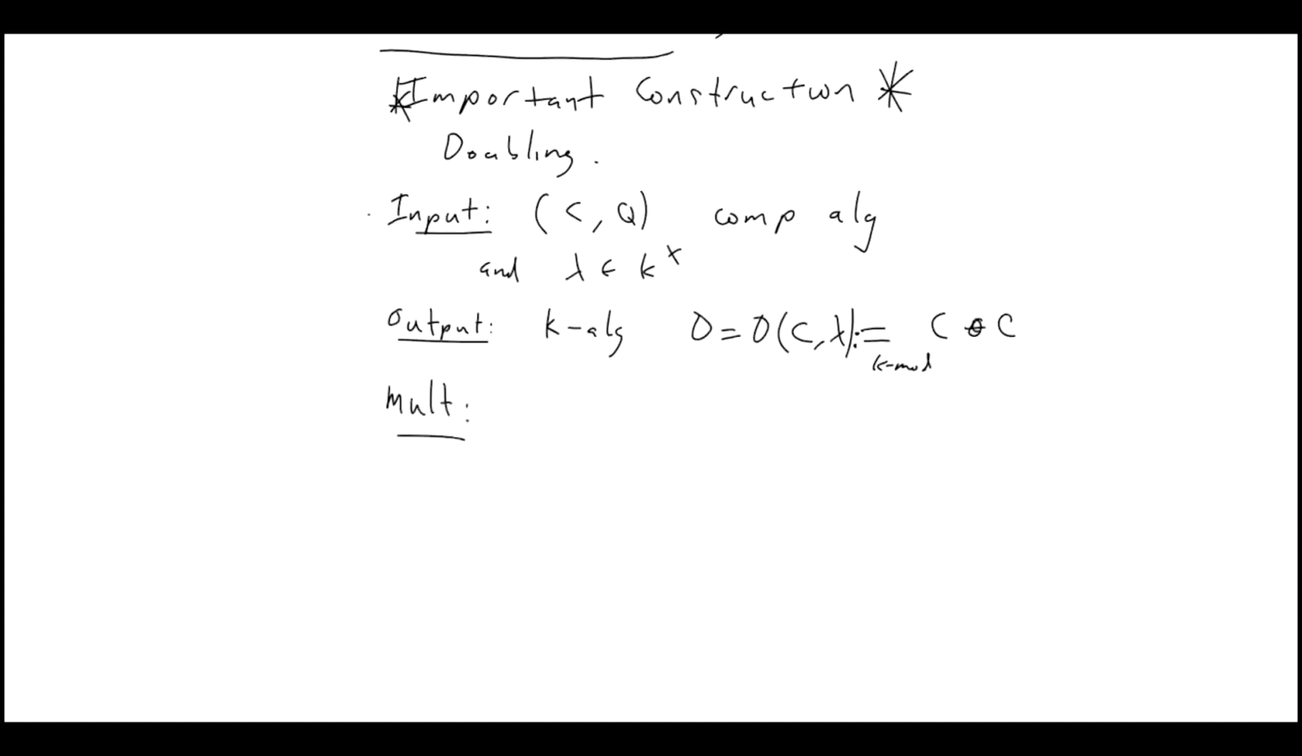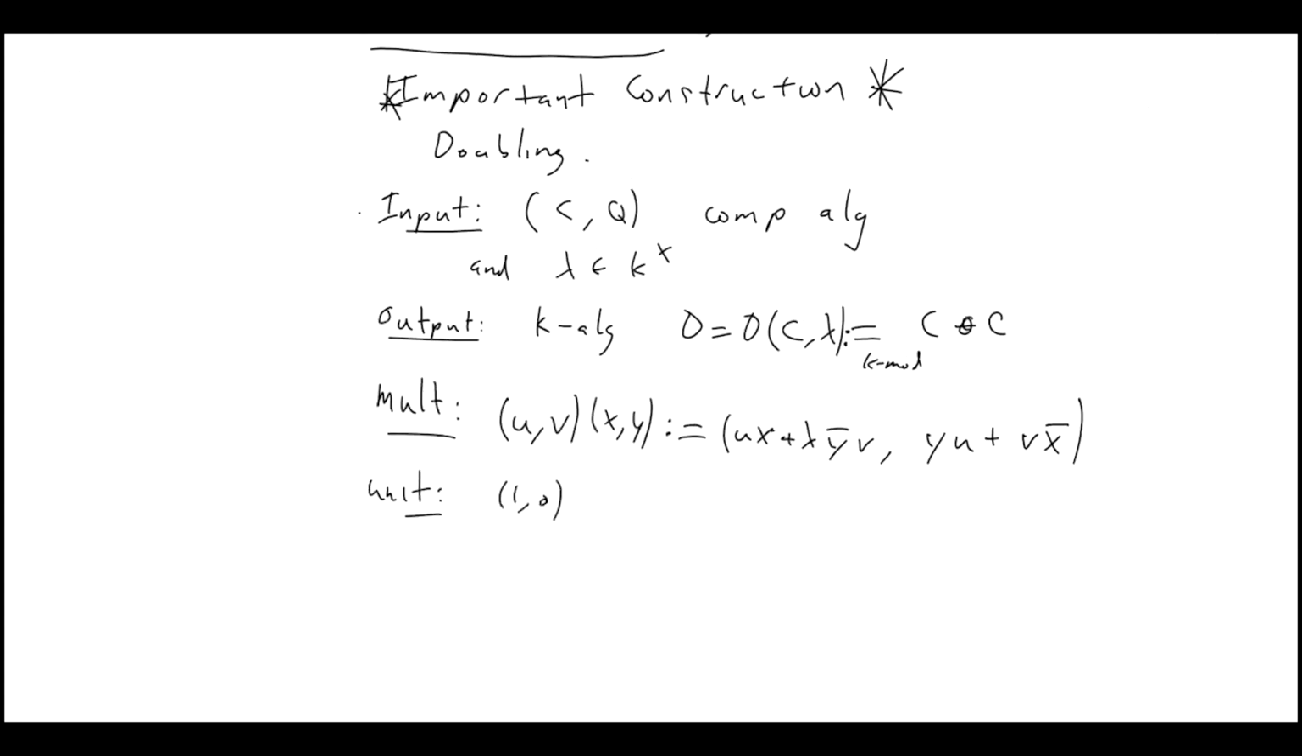All right, so what is the multiplication? If I take 2 elements, let's say (U, V) and (X, Y), the multiplication will be (UX plus lambda Y bar V, comma, YU plus V X bar). This has a unit, which is going to be (1, 0).